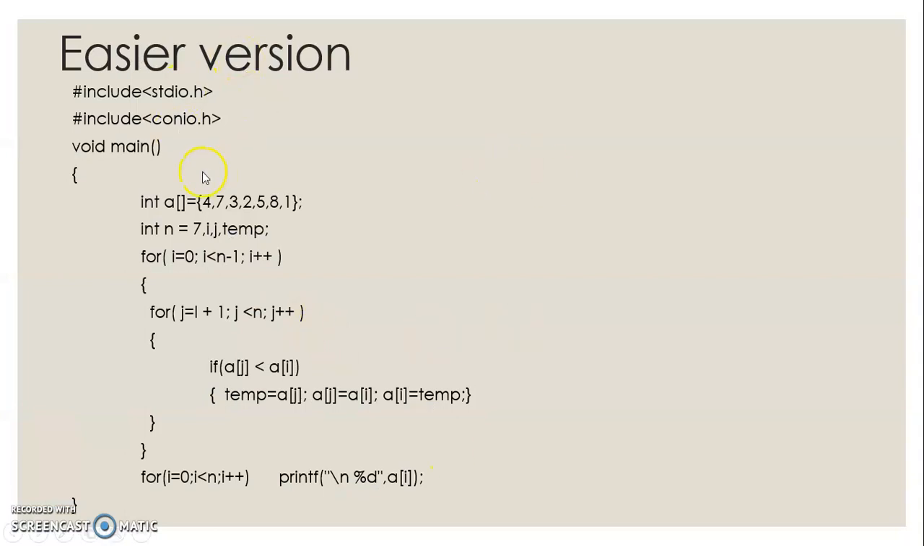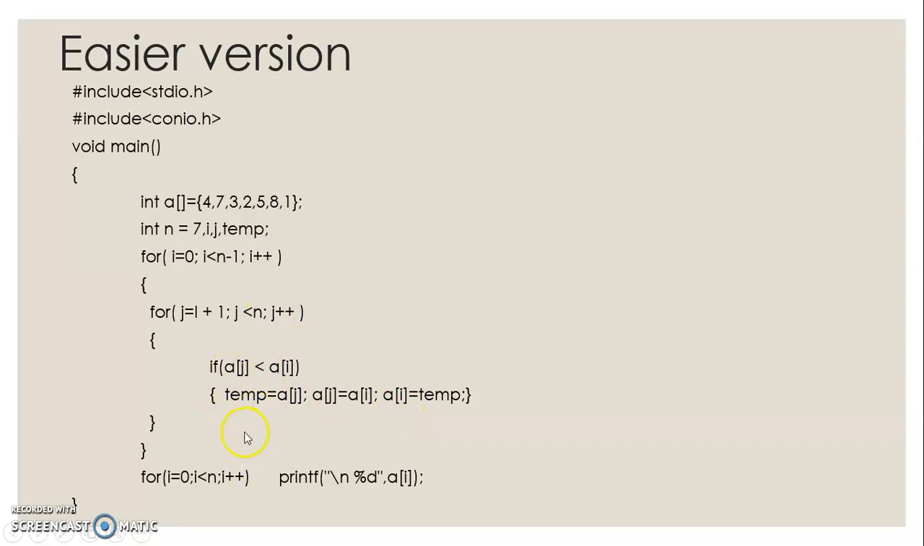A much easier version of this particular algorithm without using LOC is you run the loop from 0 to n minus 1, and then J will start from I plus 1. This I, it has to be small case. So I plus 1 till n. And if A of J is less than A of I, then swap A of I with A of J.